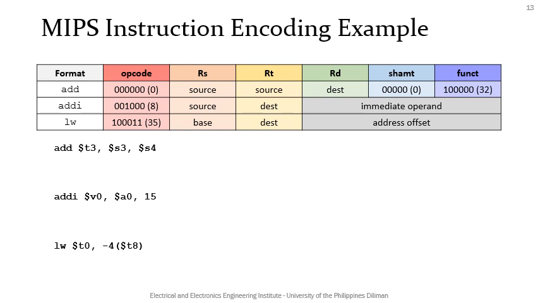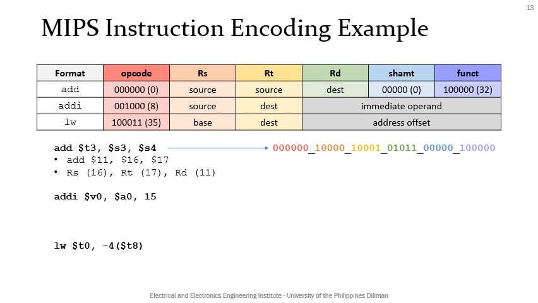Let us show some examples first. Consider the add instruction shown. If we check the table of register numbers, T3 is register 11, S3 is register 16, while S4 is register 17. Among these three, the first one is the destination register, while the other two are the source registers. To construct the instruction code, we use the table above. Opcode is 0, RS is 16, RT is 17, RD is 11, shift amount is 0 for add, while the function field is 32 for add.